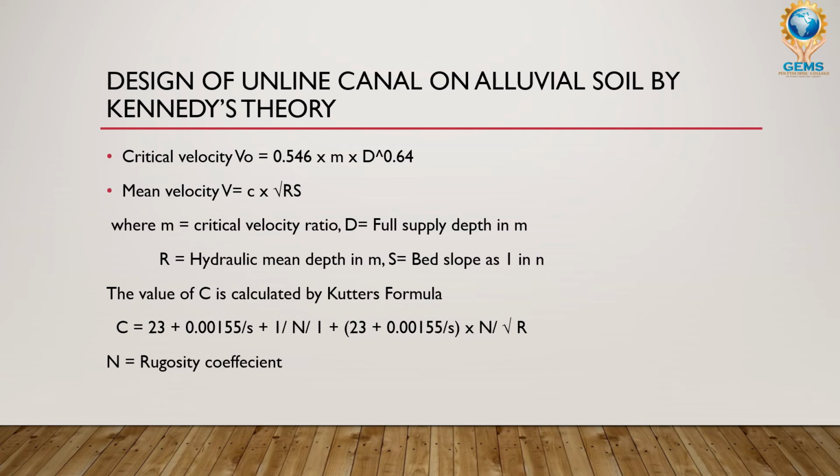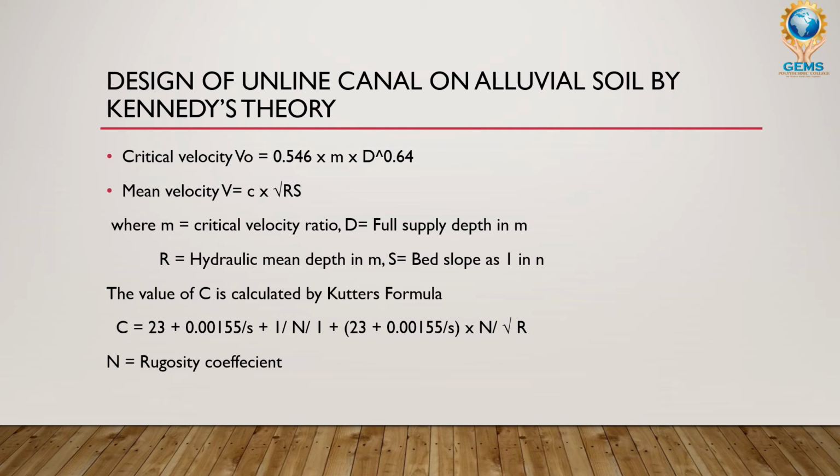Actually we have seen the economical design for the canal on non-alluvial type of soil. Now we are going to see the unlined canal on alluvial soil design by Kennedy's theory. In this Kennedy's theory you are going to assume certain equations for your calculations. First equation is critical velocity, that is V naught equal to 0.546 into m D power 0.64. This is the equation for critical velocity in Kennedy's theory. Please make note of it. It's an important equation which you are going to use for your problem.